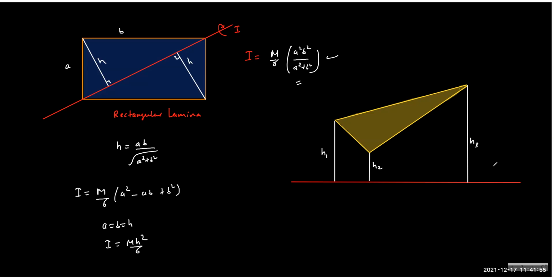So you can see this is some random triangle. This is the axis, and let's say this is rigidly fixed with some invisible glass rod of height h1, h2, h3. So what is the moment of inertia of this entire thing about this axis?